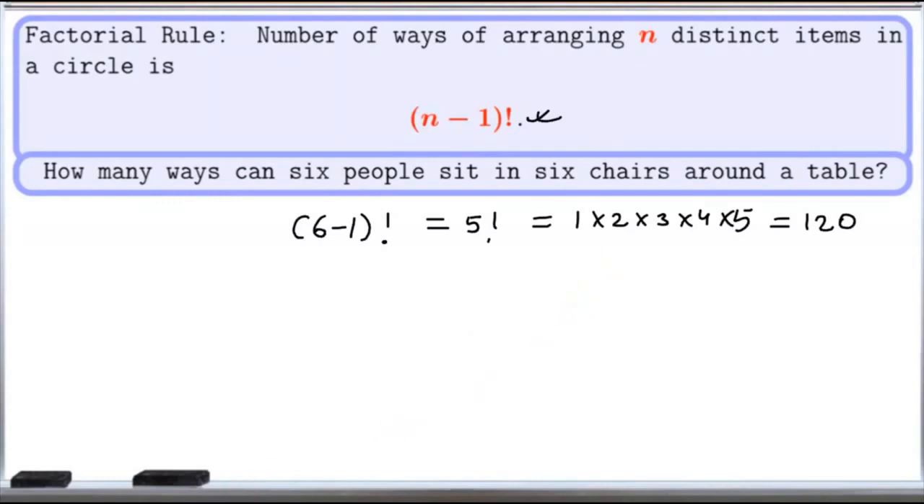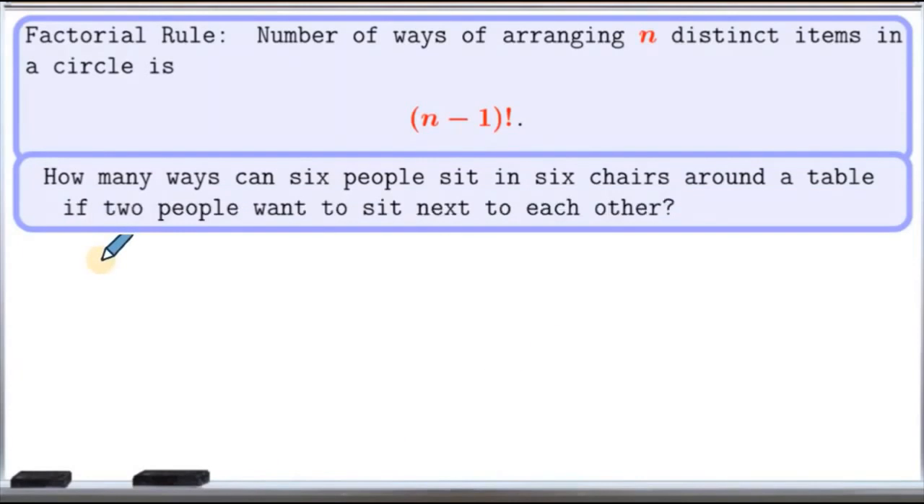So let's look at another example. Here we need to find out how many ways can 6 people sit in 6 chairs around a table if 2 people want to sit next to each other. So in this case, we can consider those 2 people as one person. So therefore, our n is 5. Now we plug the number into the formula, we get 5 minus 1 factorial.